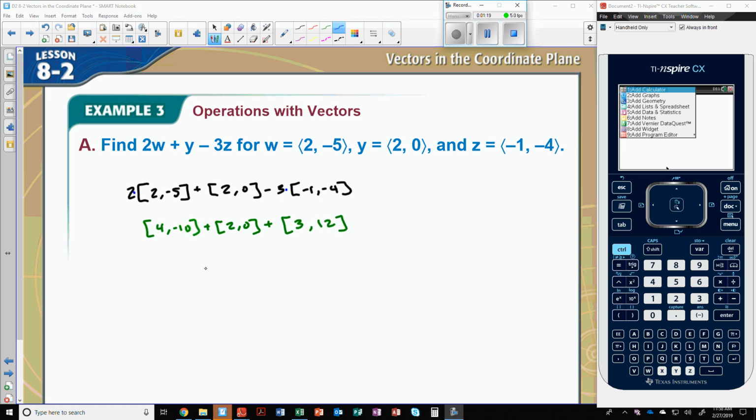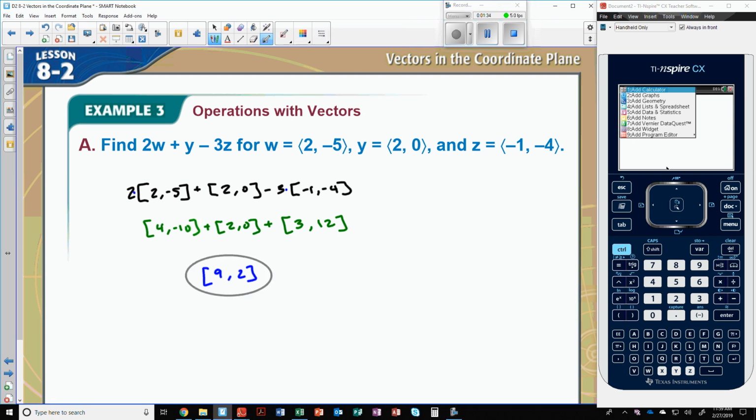Now to get my answer, I add the x values together. So I'd have 4 plus 2 plus 3. 4 plus 2 is 6, plus 3 is 9. Negative 10 plus 0 is negative 10. Add 12, I get 2. This is my answer here.